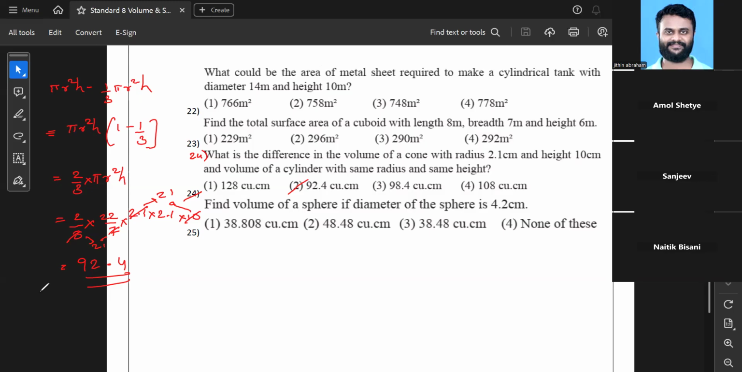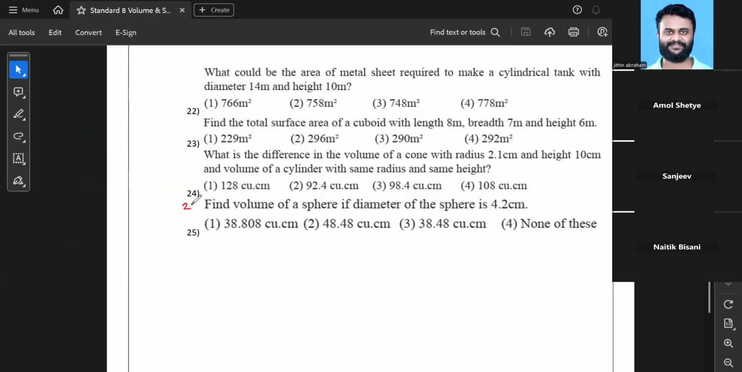25. Find the volume of a sphere if the diameter of the sphere is so and so. If the diameter is this much, radius will be 2.1. So the volume goes like this: 4 upon 3 multiplied by 22 by 7 multiplied by 2.1 multiplied by 2.1 multiplied by 2.1.